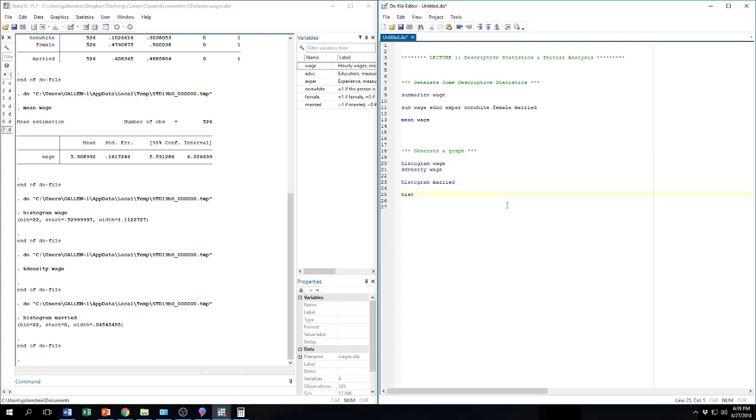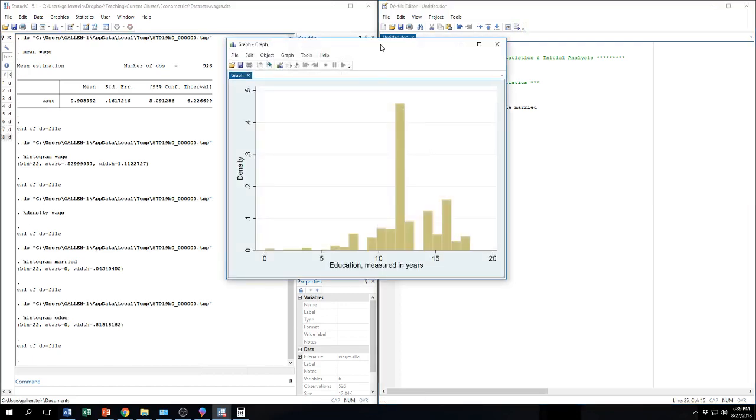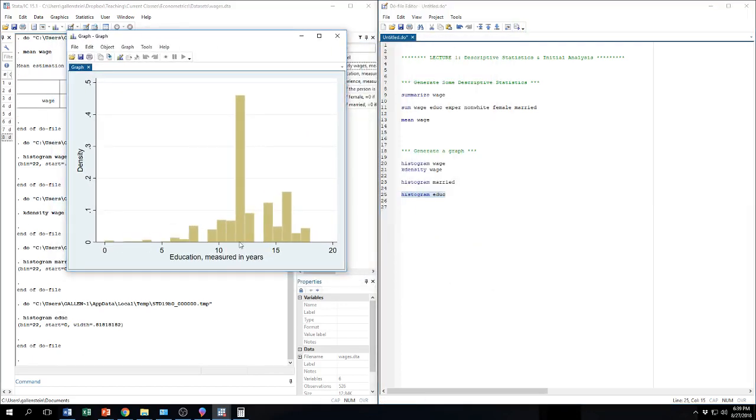Let's look at another one. A histogram. Let's do education. What does education look like? So this is kind of discrete. We can see that there's a lot of people that have right around 12 years of education and a lot fewer people out in the extremes. Now that might make sense. We have 12, when you graduate high school, you've been in school for 12 years. So in this sample, most people have just graduated from high school.